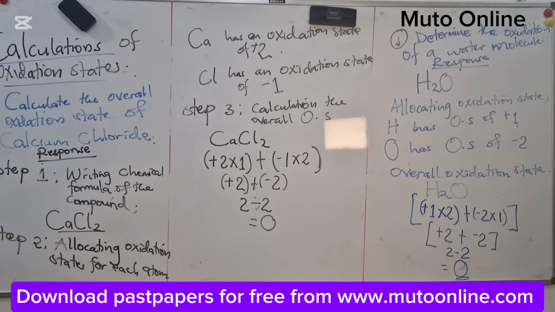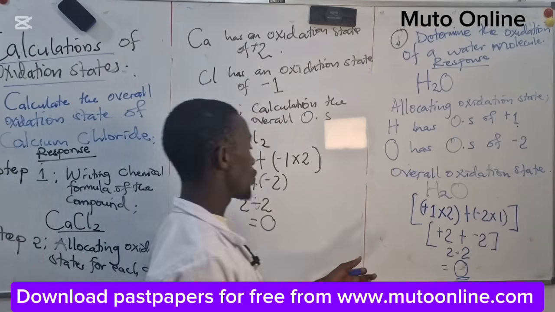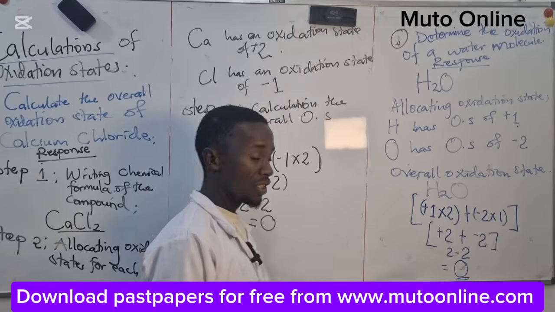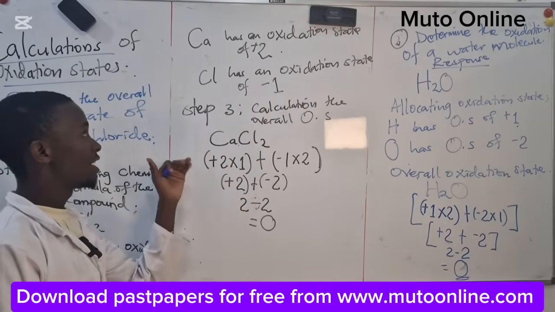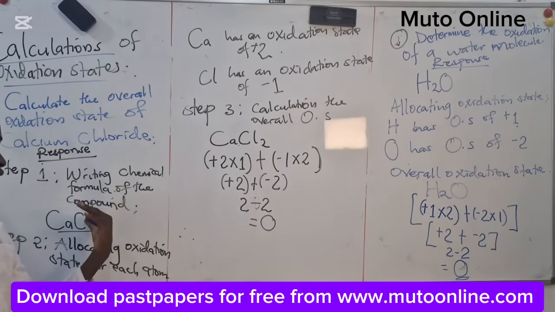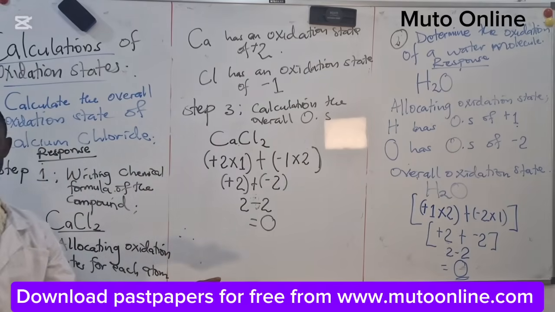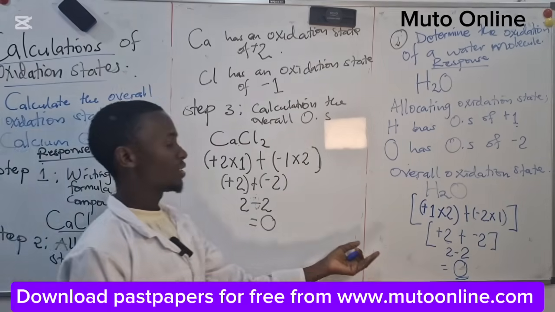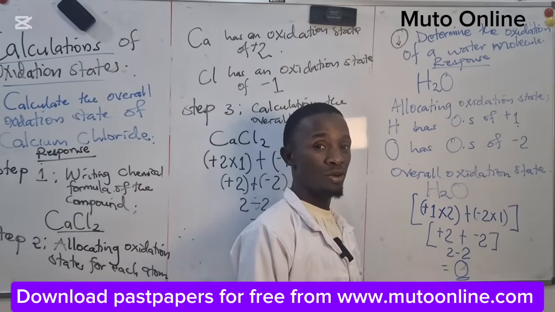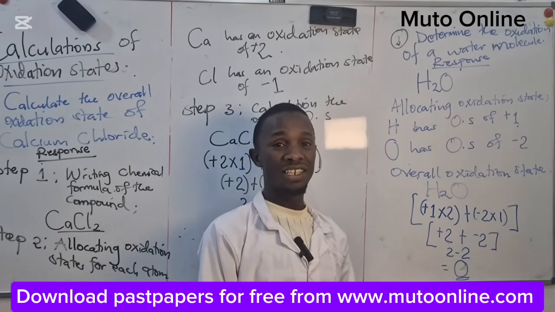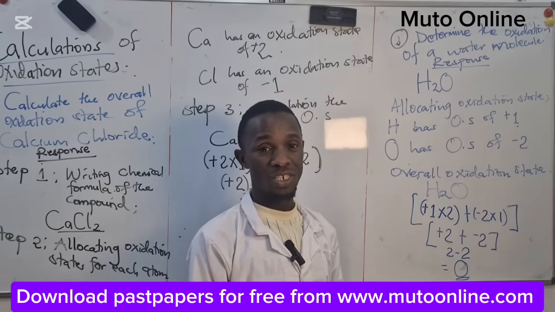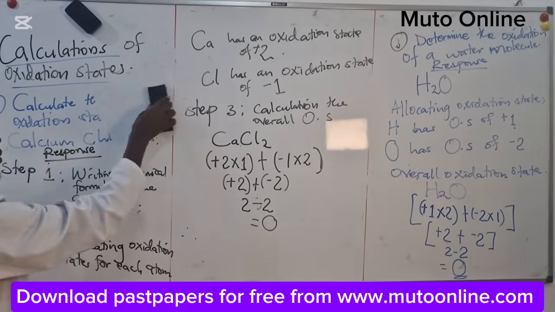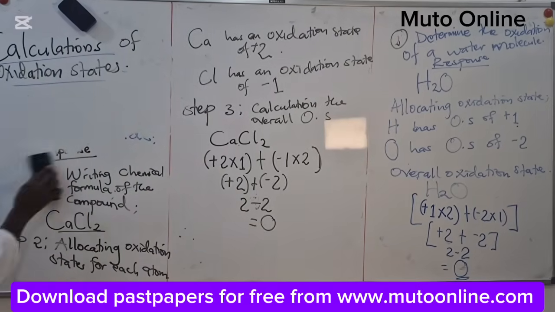Remember, we don't end there. We have to conclude, because we don't know the 0 you're getting. So go there and say, therefore, the oxidation state of calcium chloride is 0, and the overall oxidation state of water is 0. Don't forget to conclude. Don't end on the answer. Please conclude.